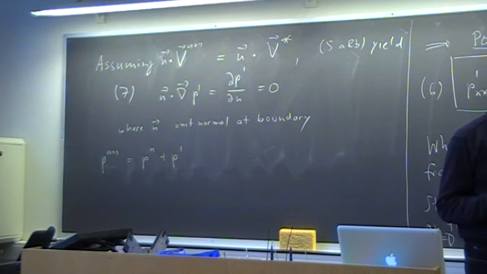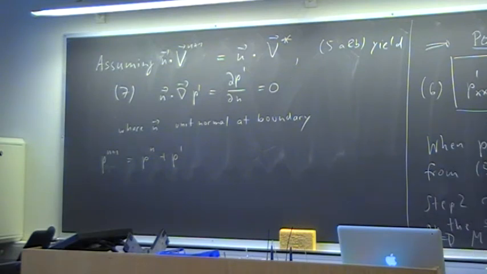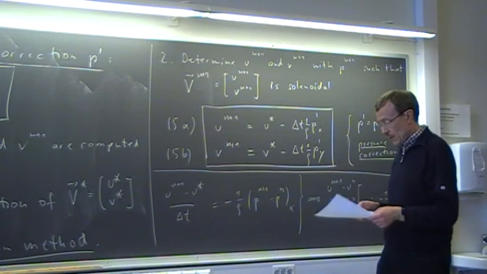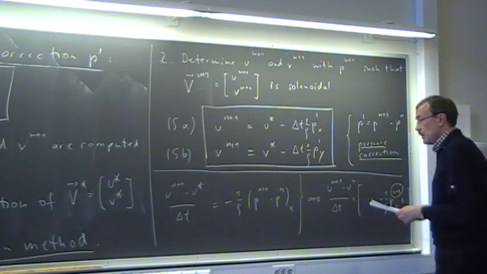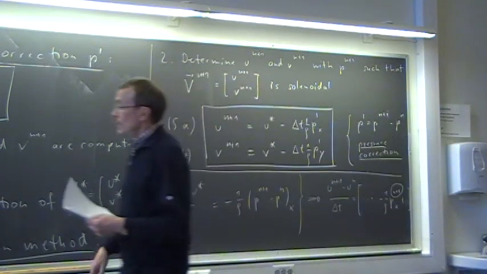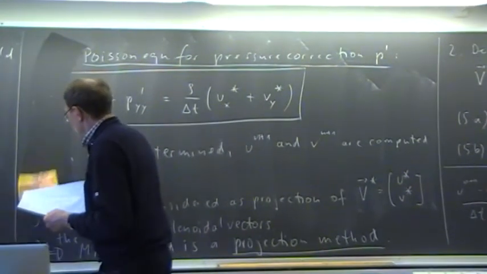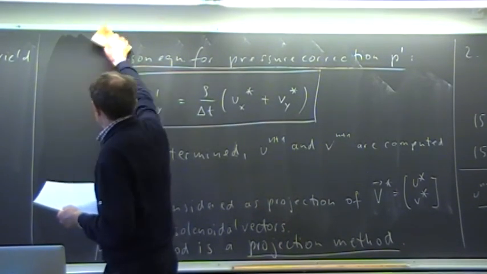procedure, the whole algorithm. What is missing is the discretization of the derivatives in the momentum equation, and also the derivatives here in the Poisson equation, and also in the correction equation here. So that is then the second part, the other ingredient of the method, that is then related to the spatial discretization.